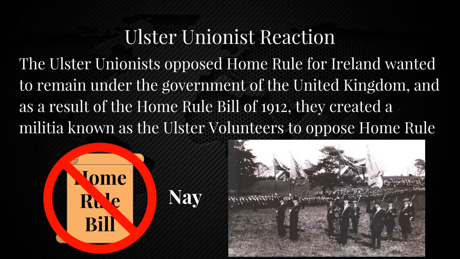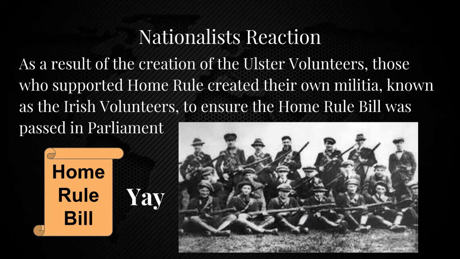To oppose home rule, the Unionists formed an armed militia called the Ulster Volunteers in 1912 to make sure the Home Rule Bill would not pass. After hearing of Unionists arming themselves to make sure home rule would never happen, the Nationalists formed their own militia known as the Irish Volunteers to make sure that the Home Rule Bill was passed in Parliament.